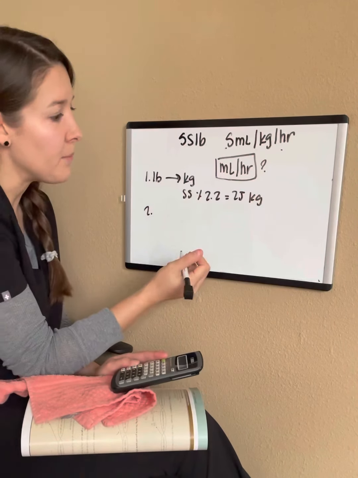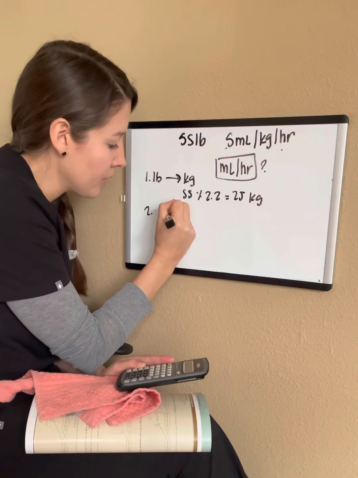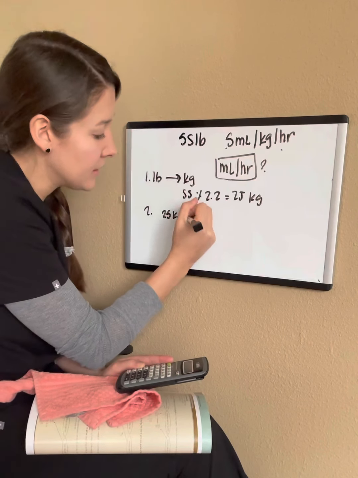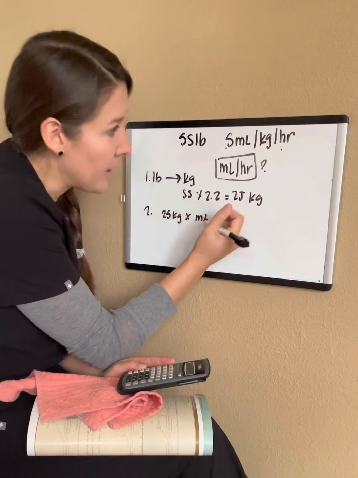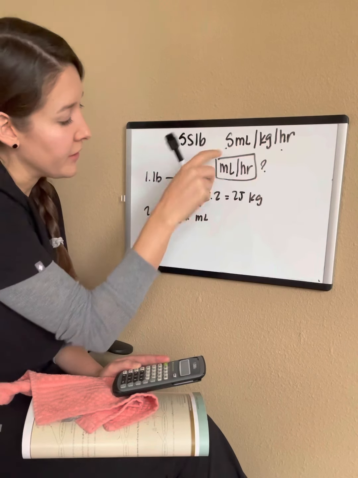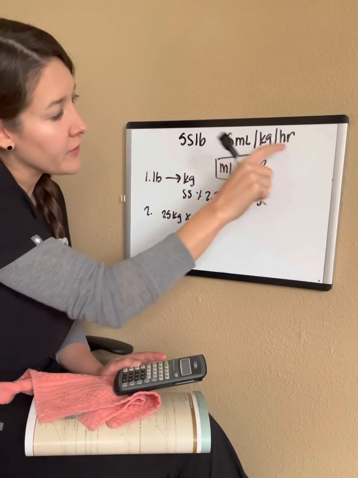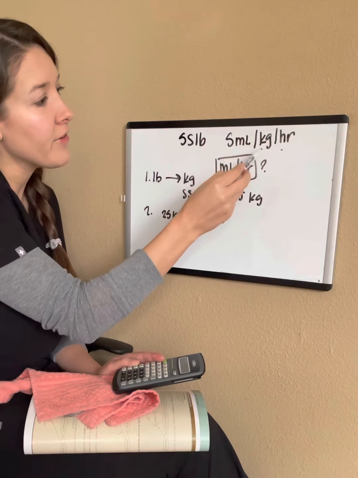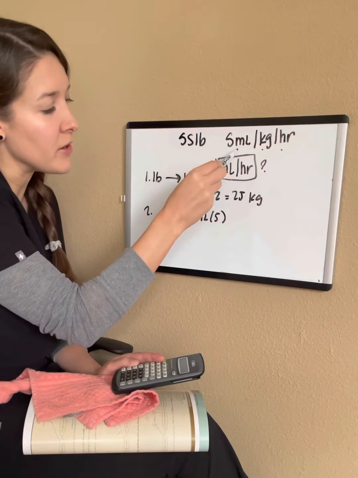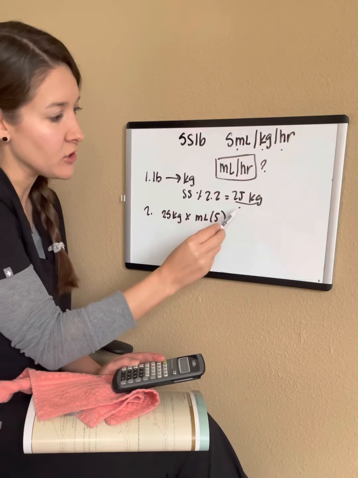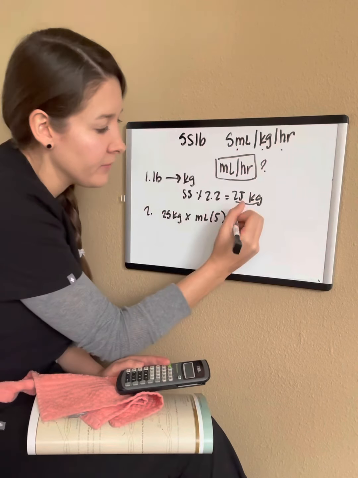My second step is going to be to multiply my kgs times my mils. Because if you look at this formula right here, this is pretty much saying that for every kg, there's going to be 5 mils. So we know we need to multiply this 25 times 5.